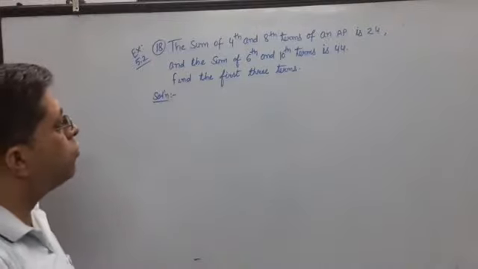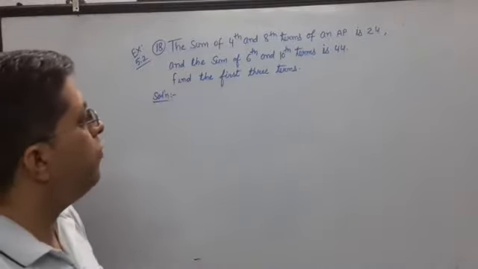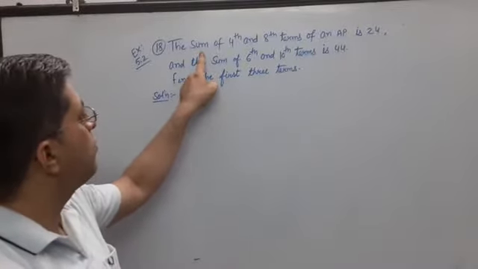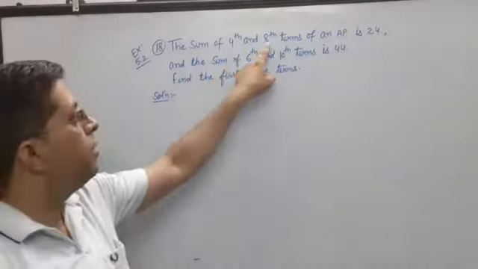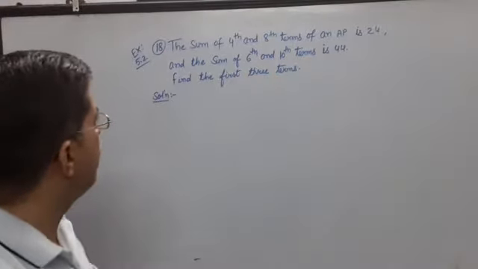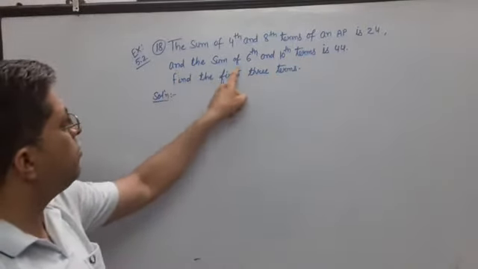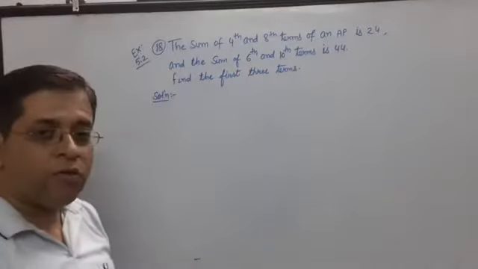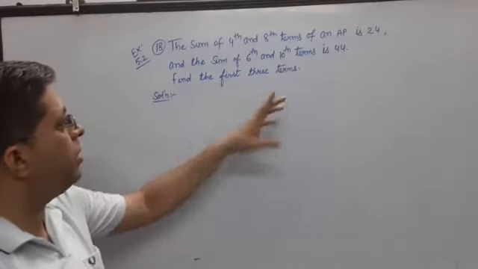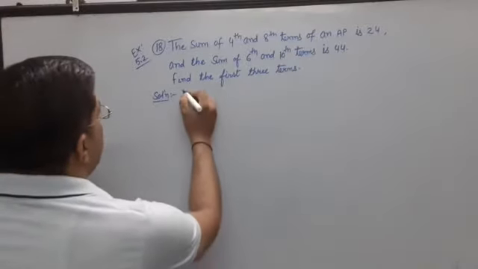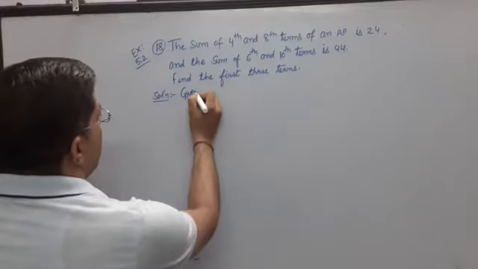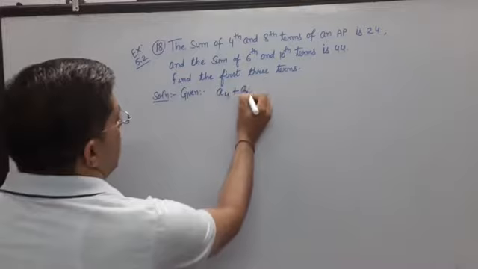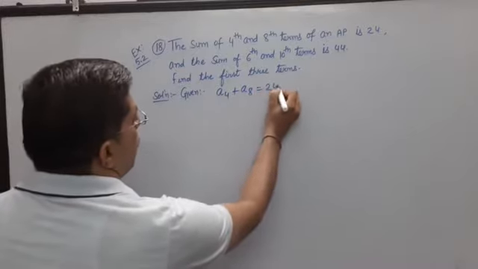Exercise 5.2, question number 18. The sum of the 4th and 8th terms of an AP is 24. It is given to you. Sum of the 4th term and 8th term is 24, and the sum of the 6th and 10th terms is 44. What you have to find is the first 3 terms. Okay, now I am writing what is given.